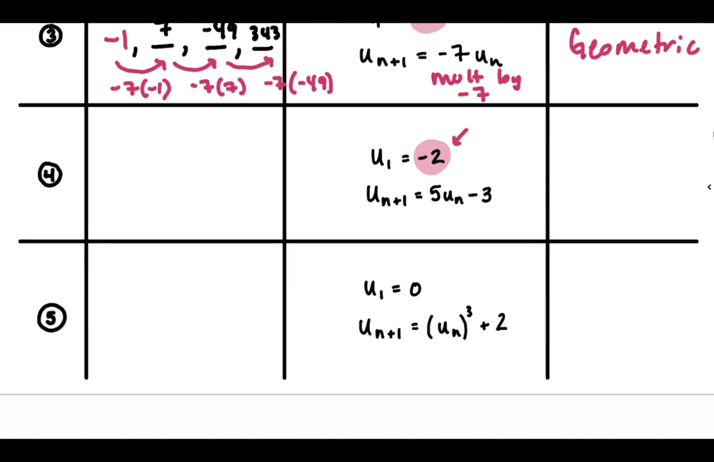Okay, back down to this one now. Negative 2 is our first term. So I know my sequence starts at negative 2, and then I want to fill in some other terms. So now we're going to look at our rule, and our rule is going to tell us how to do that. The rule is saying that the next is the now times 5, then minus 3. So we're going to multiply by 5, then subtract 3.